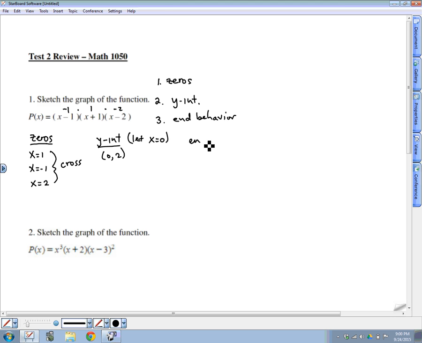Now the end behavior is determined by the degree of the polynomial. If the polynomial is written in this form, factored form, one way to find the degree is to consider the number of zeros with their multiplicity. There's 3 zeros, and each of them has a multiplicity of 1. Add up all the multiplicities, and you get the number 3. So this is degree 3.